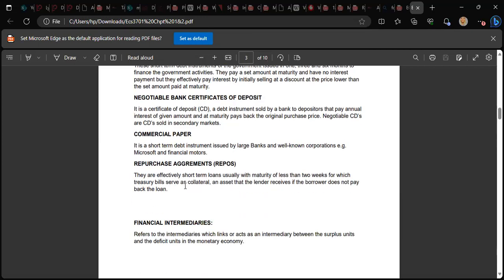So the repurchase agreement usually occurs between banks. In our context, we'll be talking about this between the Reserve Bank and other banks, right? So hence we talk about the repo rate. This is where it's coming from. It's because the South African Reserve Bank would have gone into repurchase agreements with other banks, right? So what are those in any case? They're effectively short-term loans, usually with a maturity of less than 2 weeks, for which treasury bills serve as collateral, right? An asset that the lender receives if the borrower does not pay back the loan.